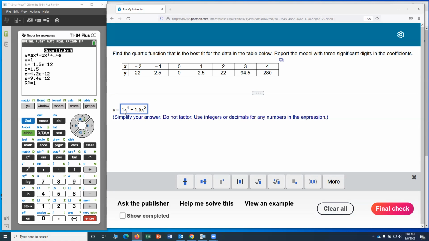So my actual equation is 1x to the 4th plus 1.5x squared. And I leave off all the terms that have a 0 coefficient. Now a coefficient of 1 doesn't need to be written in front of the x to the 4th. So I'll get rid of that. And my answer is just going to be x to the 4th plus 1.5x squared.